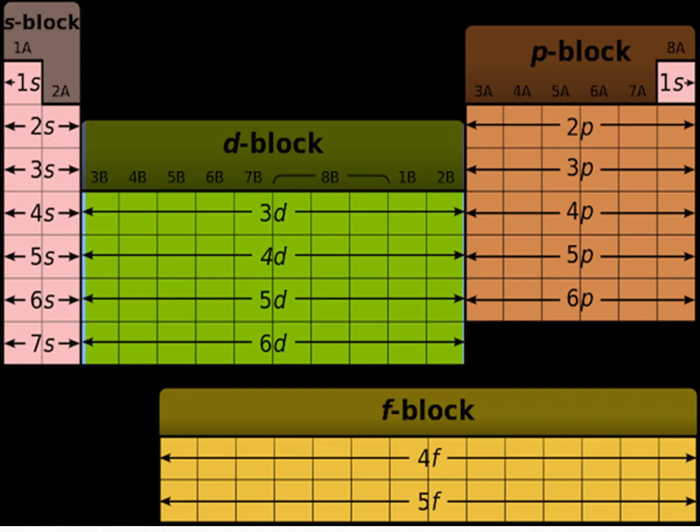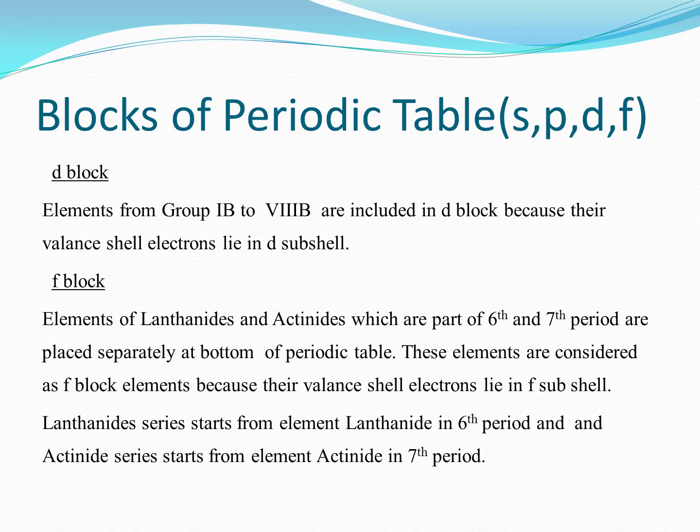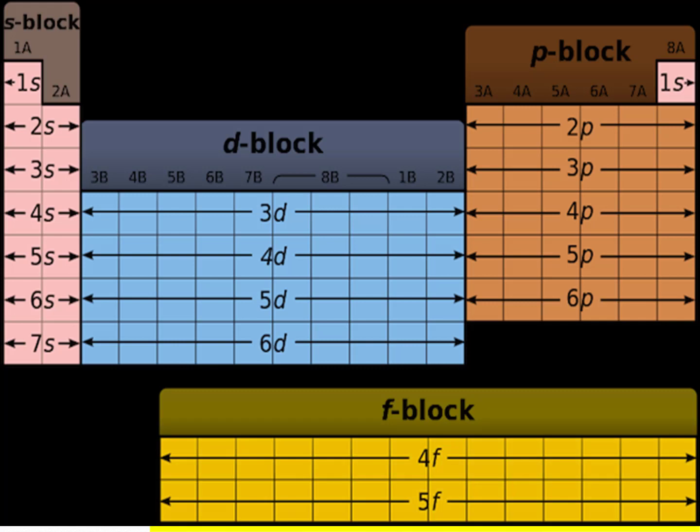Next, F block. Dear students, F block is placed at the bottom. It is not part of the main body of the periodic table. It is separated from the main body. In F block, we have already discussed that there are two periods. One period is called lanthanides and the other is called actinides, which are part of the 6th and 7th periods, and are placed separately at the bottom of the periodic table.